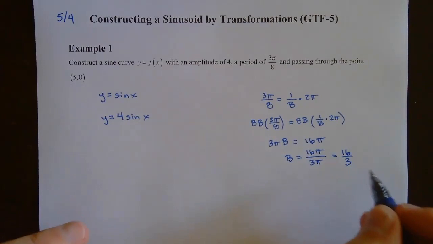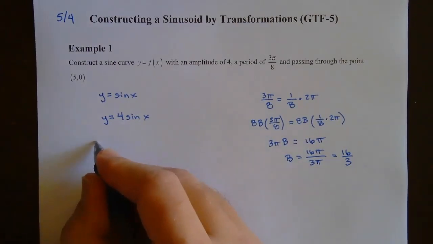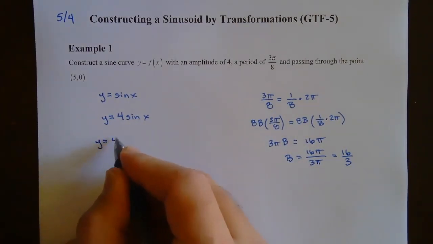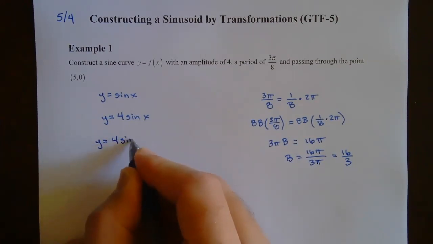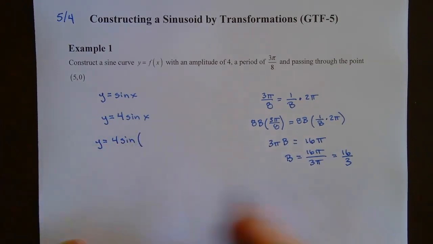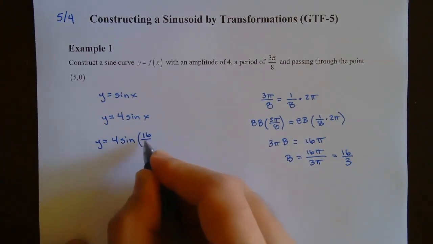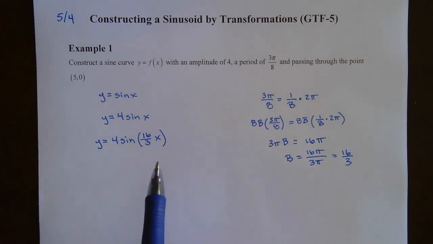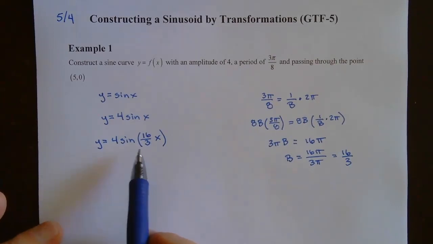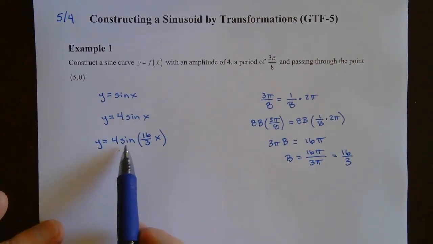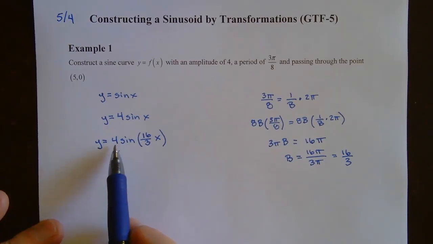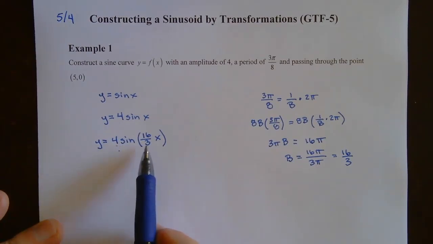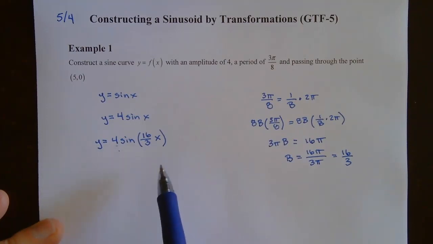That's the thing I'm multiplying x by. So now this is going to be y equals 4 sine of 16 thirds times x. So what this function right here will do is produce a sine curve because it's sine, and it will have an amplitude of 4, and b being 16 thirds will cause it to have a period of 3 pi over 8.